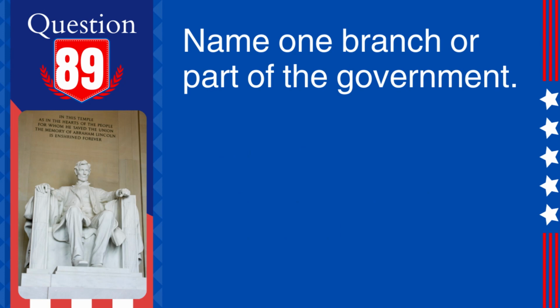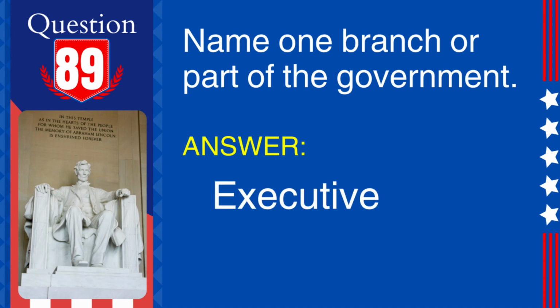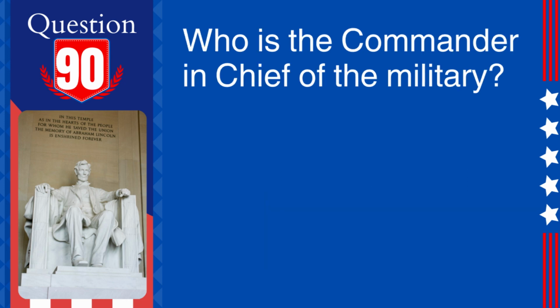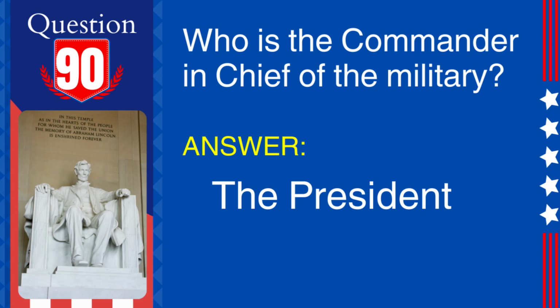89. Question. Name one branch or part of the government. Answer. Executive. Explanation. The U.S. government is divided into 3 branches: executive, legislative, and judicial. The executive branch is headed by the President. 90. Question. Who is the Commander-in-Chief of the military? Answer. The President. Explanation. The President serves as the Commander-in-Chief of the United States Armed Forces.